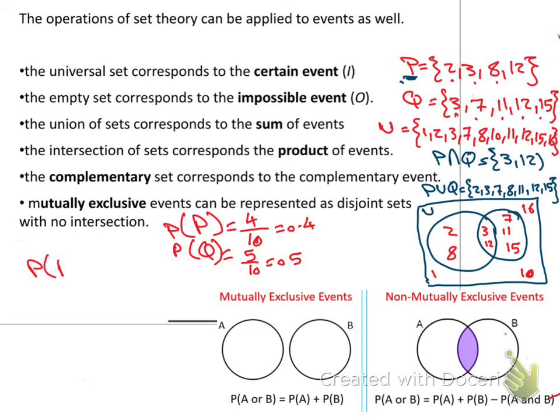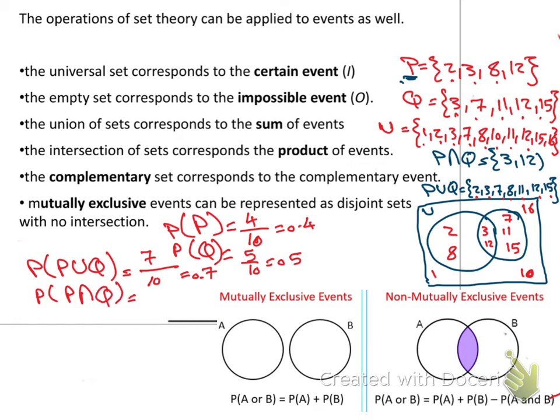Probability of P united Q together. Sorry, here P united Q is here. Okay, 1, 2, 3, 4, 5, 6, 7. And the total number of the universal set is 10. So it equals 0.7. Okay. Probability of P intersect Q.